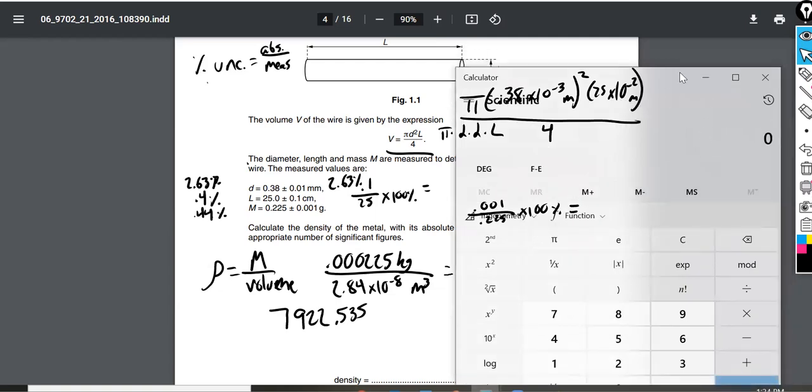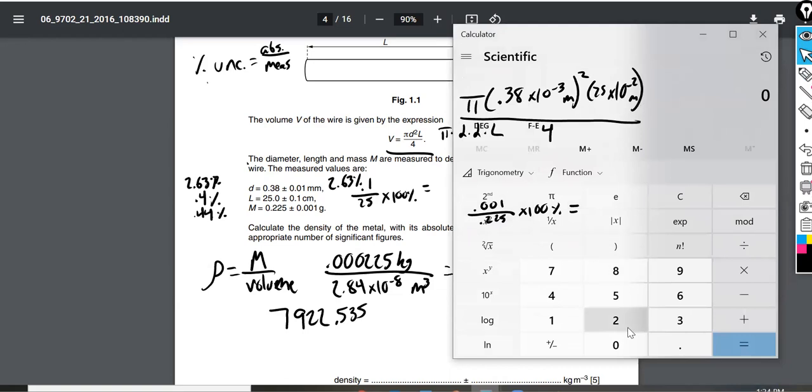All right, so I've got my 2.63%, but I'm going to double it, right, because D is squared. And I'm going to add in my 0.4 for my L measurement. I'm going to add in 0.44. I'm going to get 6.1% uncertainty.